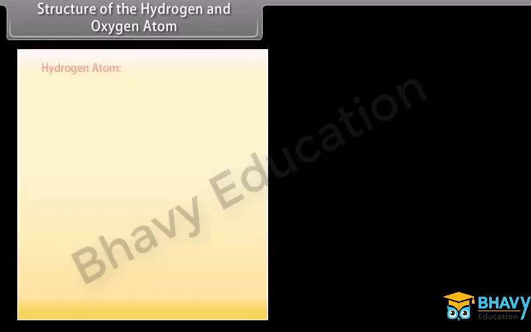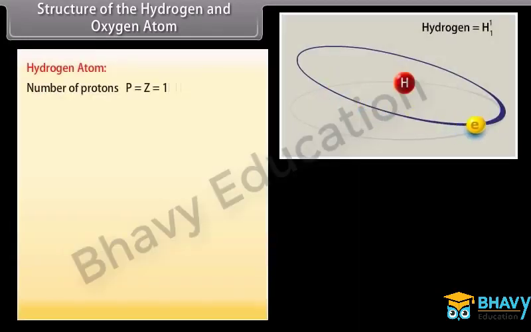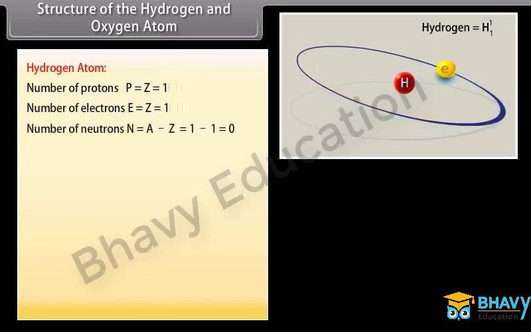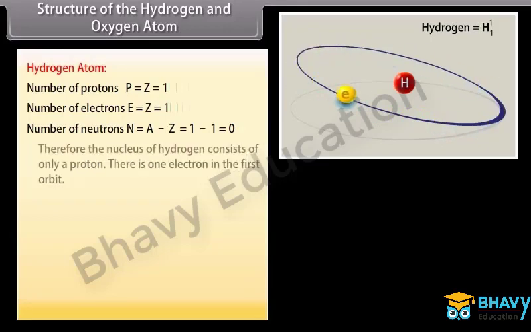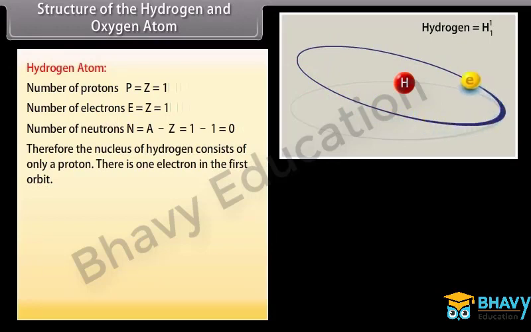Structure of the hydrogen and oxygen atom. Hydrogen atom. Number of protons, P = Z = 1. Number of electrons, E = Z = 1. Number of neutrons, N = A - Z = 1 - 1 = 0. Therefore, the nucleus of hydrogen consists of only a proton. There is 1 electron in the first orbit.